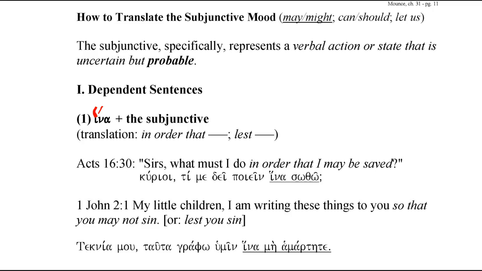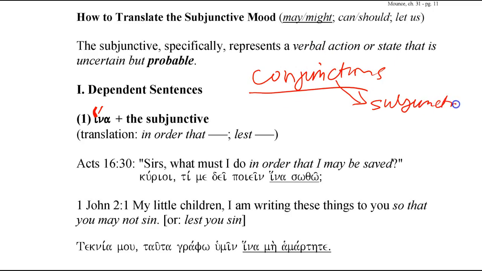One of the easiest ways to spot the use of subjunctive is the conjunctions that are used specifically for the subjunctive mood. So there's certain conjunctions that as soon as you see the conjunction, you know that the verb is going to be in the subjunctive. And one of those conjunctions is hina, which is translated in order that. And in the negative, if hina is used in conjunction with a negative particle, it can mean lest.